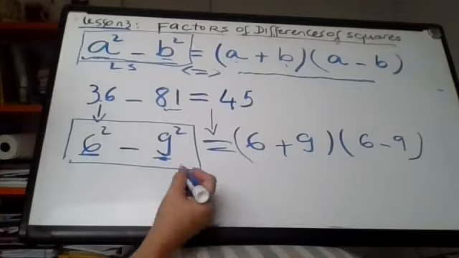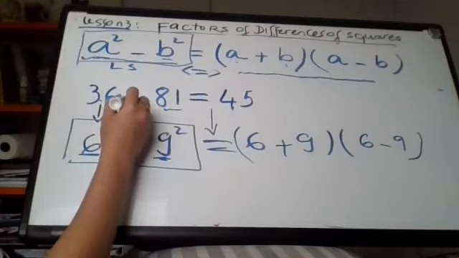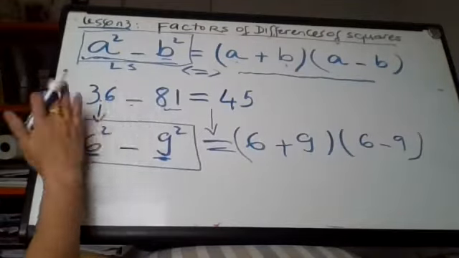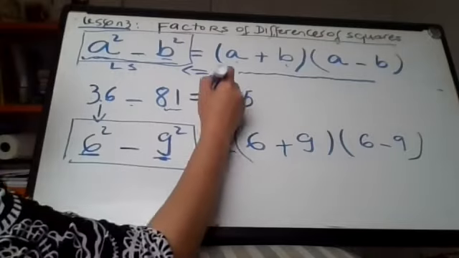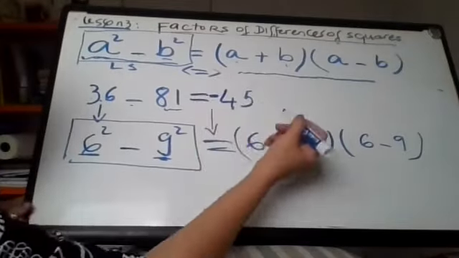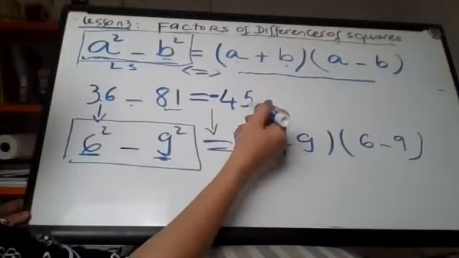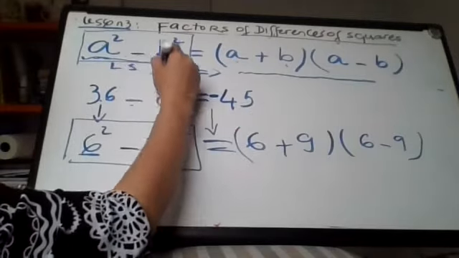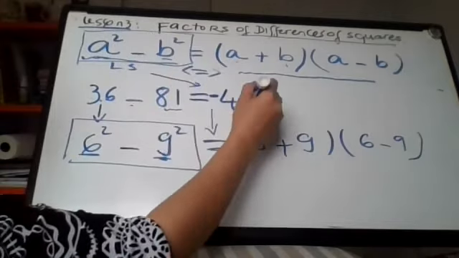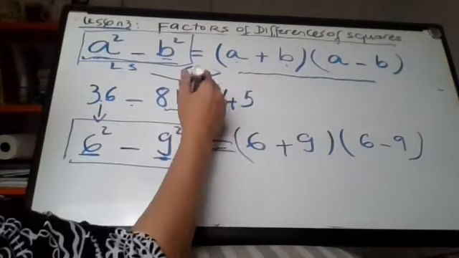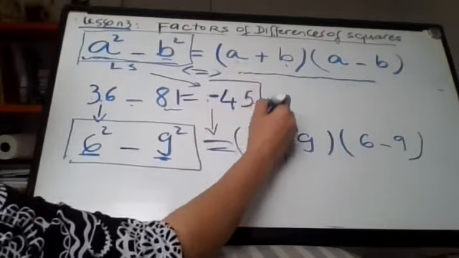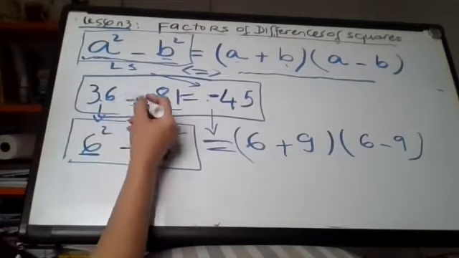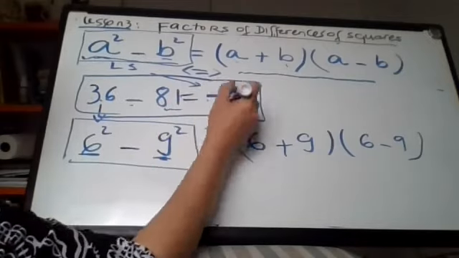I got 45, but I have to carry the sign of negative because I lost more than I gained. That's how I add and subtract integers, right? So the answer for this expression, if I subtract them, is minus 45, which is the left side. So everything here is the left side, okay? 36 minus 81 equals minus 45.